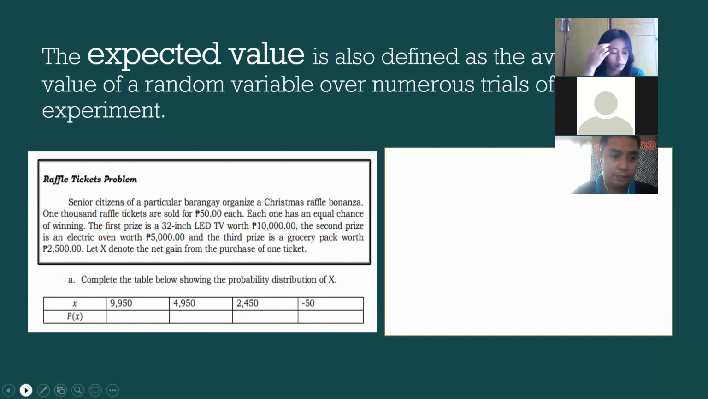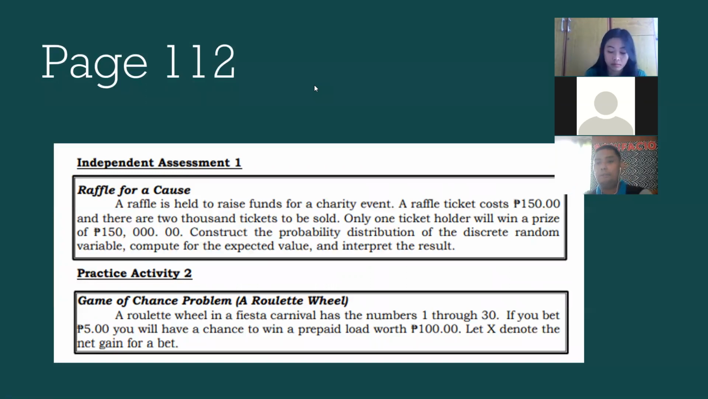So for your activity, ito ang gagawin nyo. Page 112, Independent Assessment 1 at saka Practice 2. Yun lang ang dalawang gagawin mo. Independent Assessment 1 at Practice 2. Please take note of that.